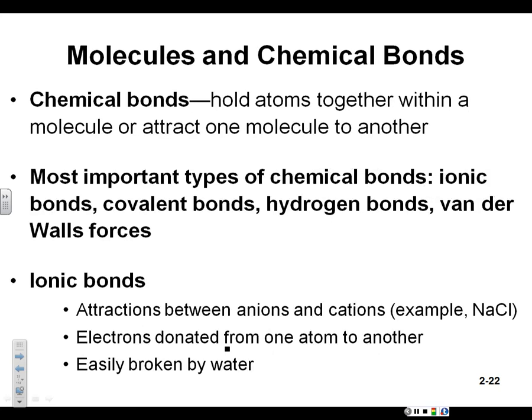Alright, chemical bonds. Bonds in between atoms that hold things together. So we got ionic bonds, we got covalent bonds, and we have what? Hydrogen bonds. So an ionic bond is a bond between a what? An anion and a cation. Between a positive and a negative charged atom. Alright? So electrons donate from one to the other. The ionic bonds are easily broken down by what? Water.